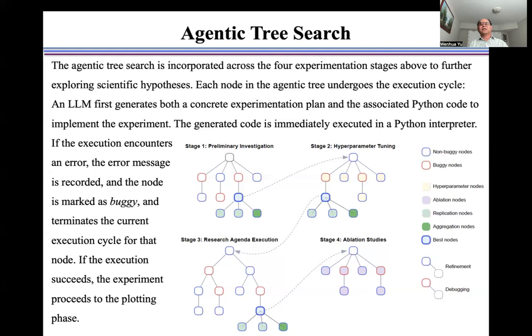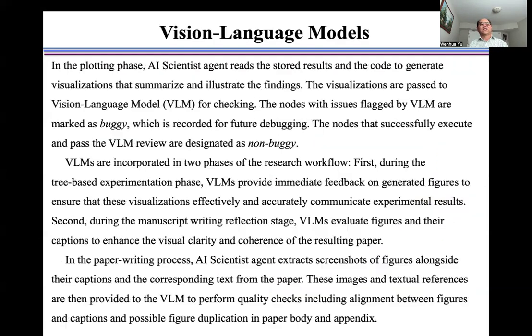The generated code is immediately executed in a Python interpreter. If the execution encounters an error, the error message is recorded, and the node is marked as buggy and terminates the current execution cycle for that node, as shown here. If the execution succeeds, the experiment proceeds to the plotting phase.